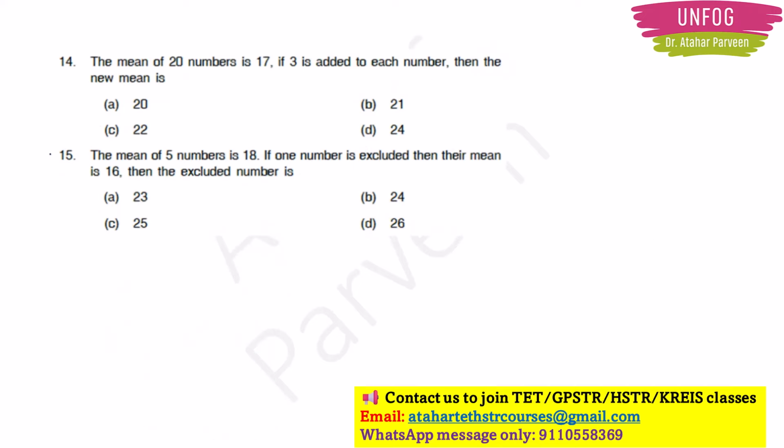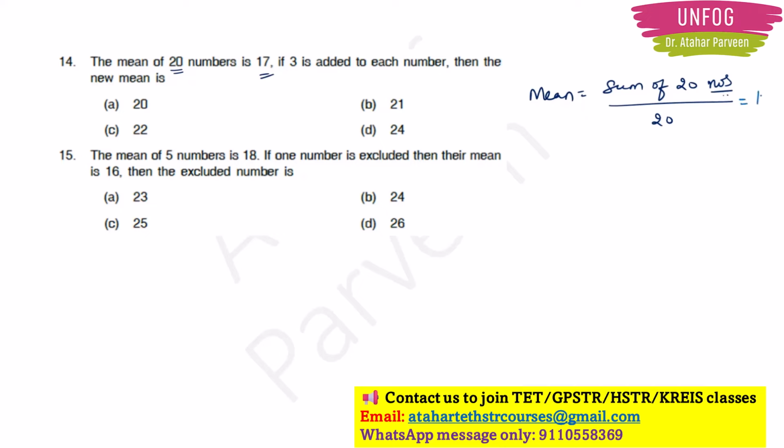Moving on, question number 14. The question is, the mean of 20 numbers is 17. If 3 is added to each number, then the new mean is. This is a very interesting question. See, what is mean? We know that mean is equal to the sum of the observations divided by the number of observations. How many observations are there? 20 observations are there. Correct?